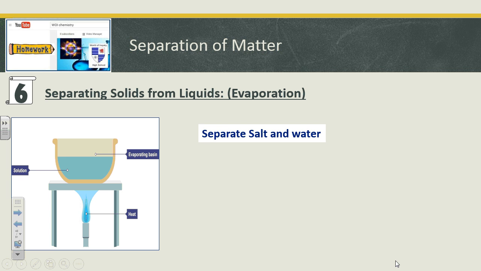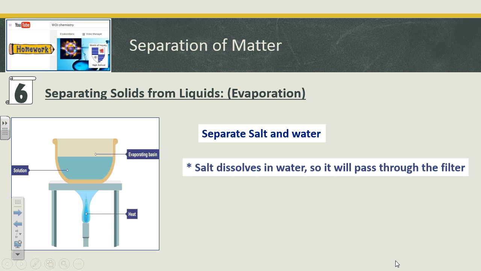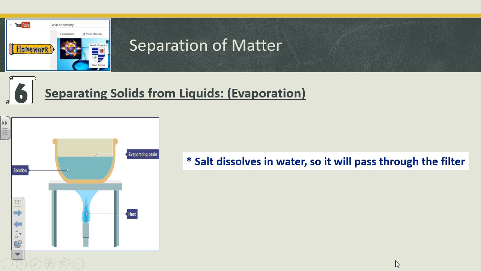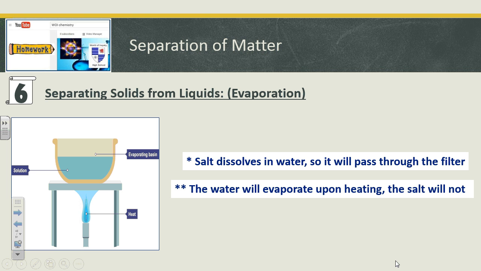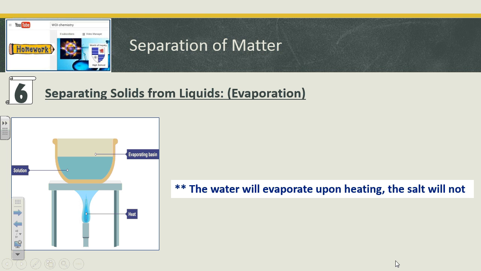Another separation technique is evaporation. This is how I would separate, say, salt and water. Because salt actually dissolves in the water, it will pass right through the filter. So I can't filter out salt from water. So what I end up doing is I heat it. The water will evaporate off, and then it'll leave the salt behind, because salt will not evaporate at whatever temperature that Bunsen burner is at. They definitely have a different melting and boiling point.